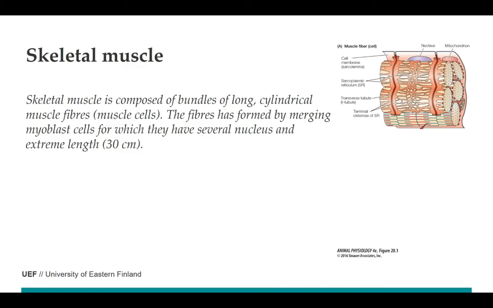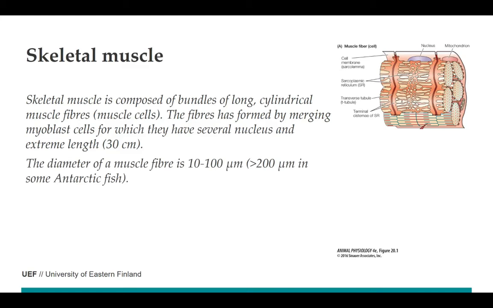But still, although they are very long, they are still quite thin. So the diameter is perhaps 10 micrometers or 100 micrometers. And the extremely wide skeletal muscle cells can be found, surprise, surprise, in the Antarctic fish, several hundreds of micrometers. So this thickness, to be a thin cell, is very important for the regulation of contraction. But we will discuss this a little bit later.